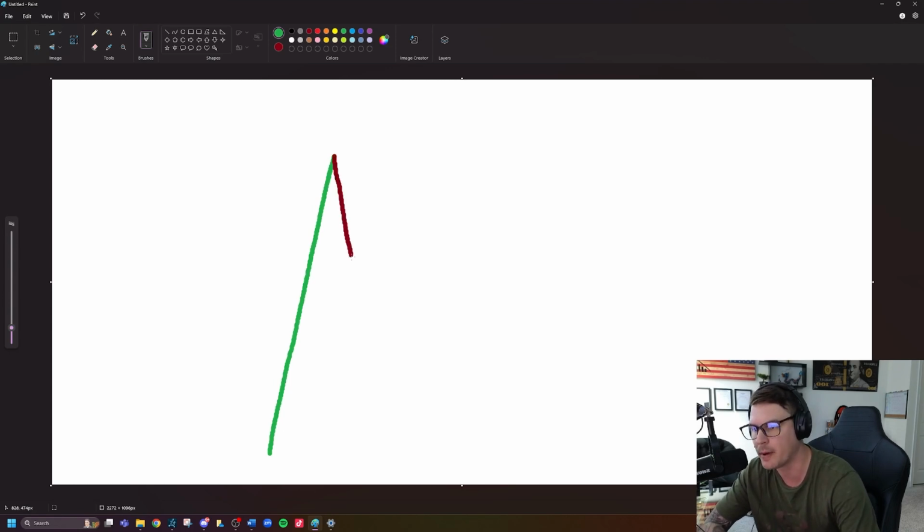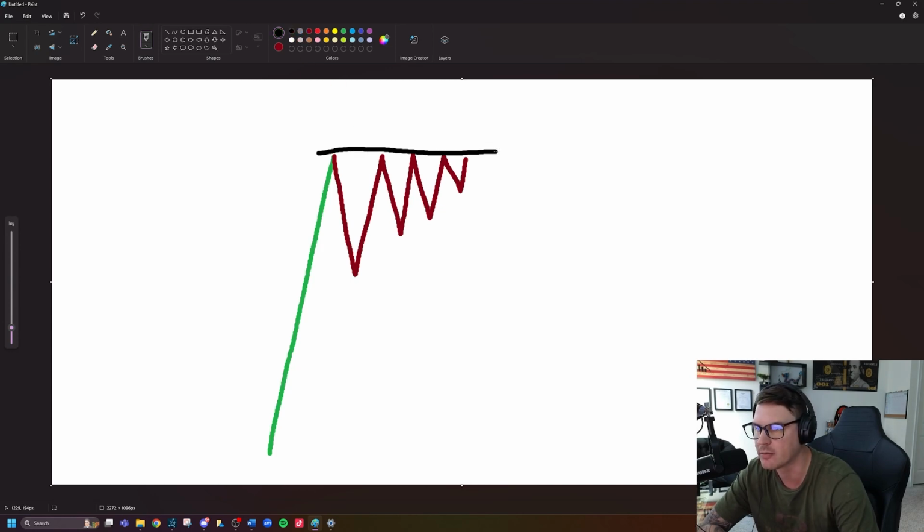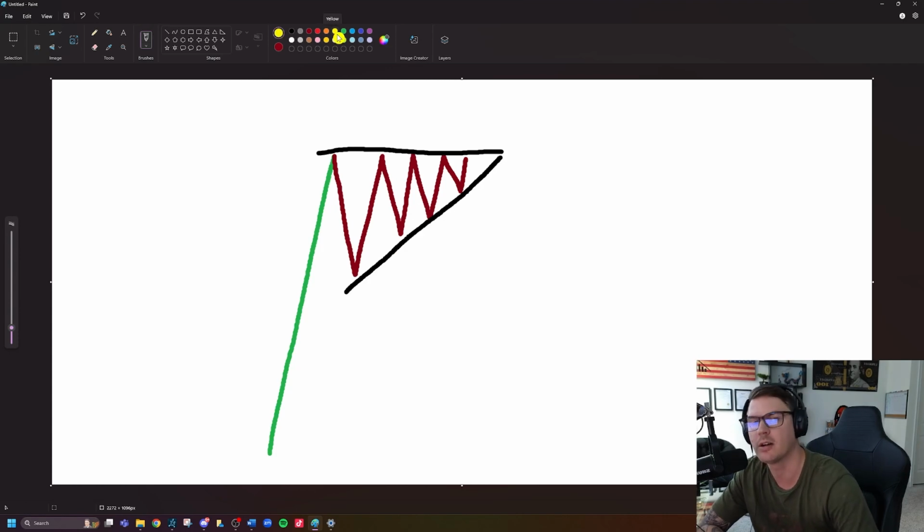Then you get pullbacks against that initial trend, but every time you get a pullback, that pullback will make a series of higher lows, and every time it makes a higher low, it is retesting the same point of resistance overhead until eventually all of that price action converges to a point, and then you get a breakout topside. This pattern can be found on any time frame, but the larger time frame that the pattern is found on, the stronger the breakout will potentially be.